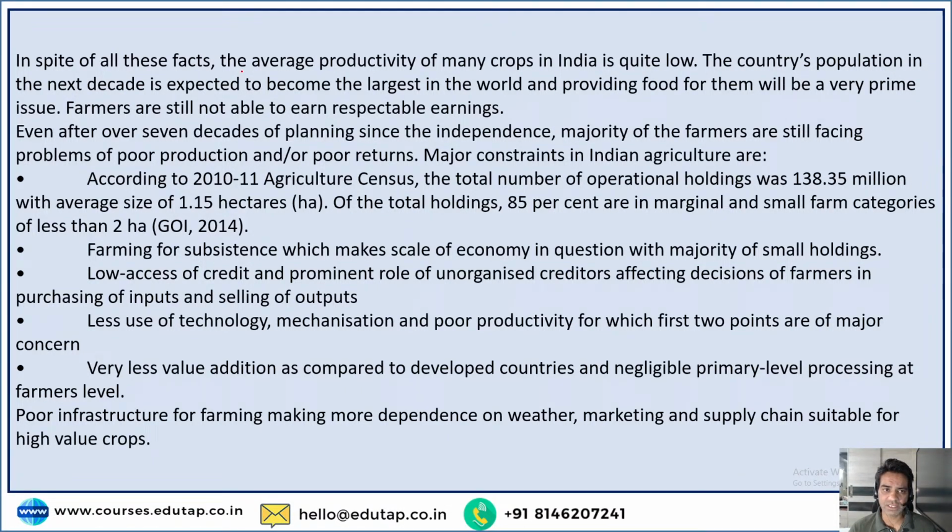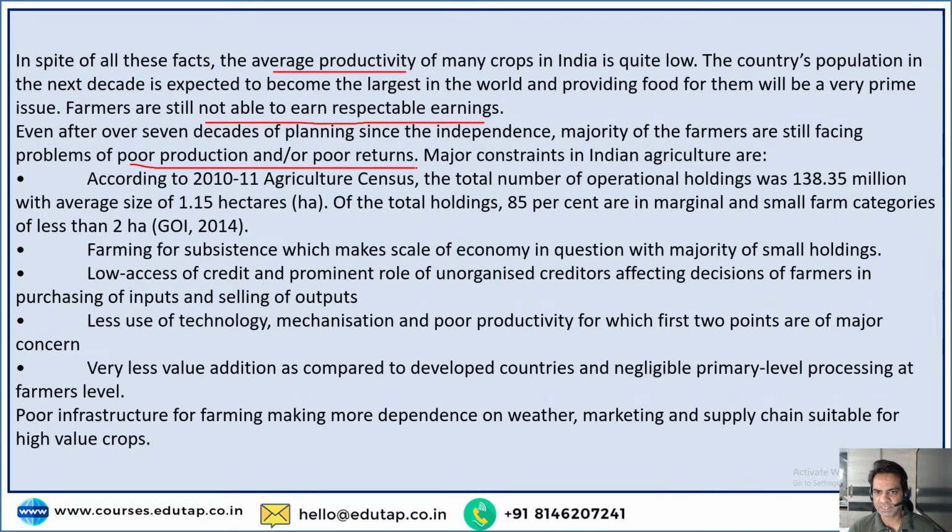Now, in spite of all these facts, the average productivity of many crops in India is quite low. The country's population in the next decade is expected to become the largest in the world, and providing food for them will be a very prime issue. Farmers are still not able to earn respectable earnings. Even after over 7 decades of planning since independence, the majority of the farmers are still facing problems of poor production or poor returns. Right.